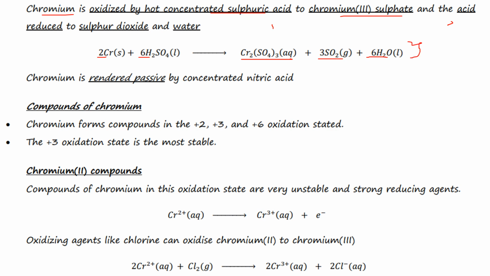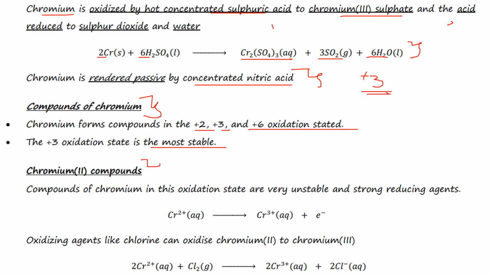So you're going to say that chromium is rendered passive by hot concentrated nitric acid. So chromium and most of the transition elements that have positive 3 as their stable oxidation state do not react with nitric acid, and majority of the transition elements render concentrated nitric acid passive. So let's look at the compounds of chromium. Now chromium forms compounds in the +2, the +3, and the +6 oxidation states. Now the +3 oxidation state is the most stable out of all the states.